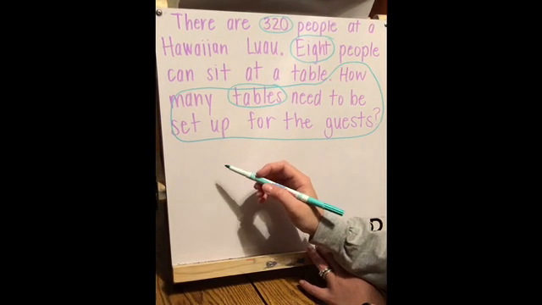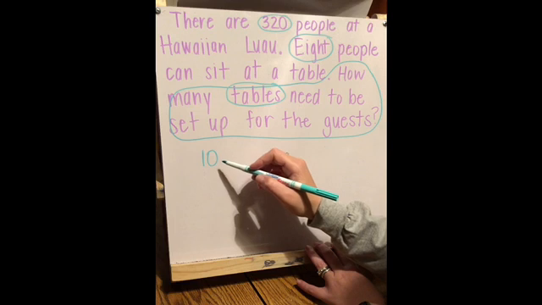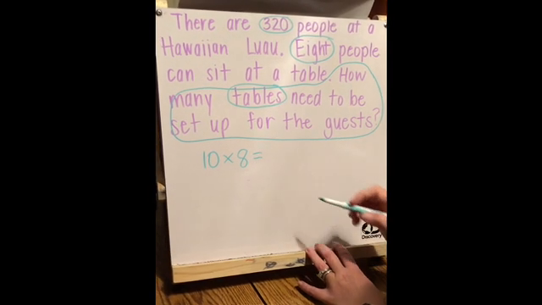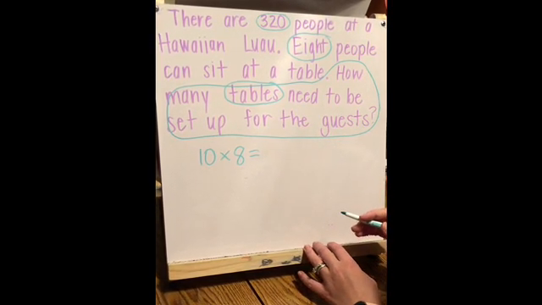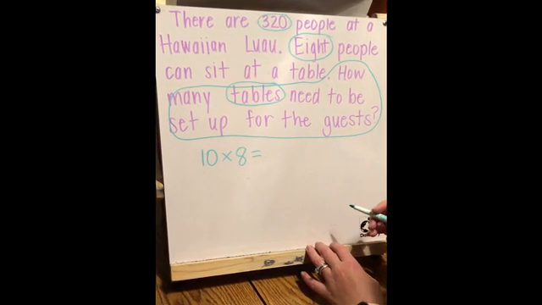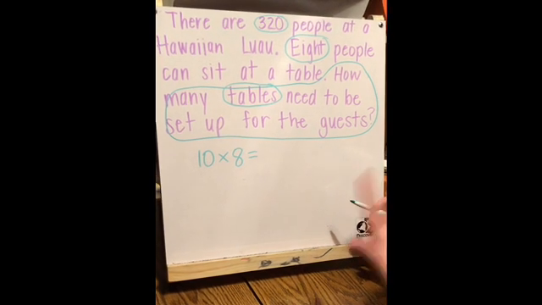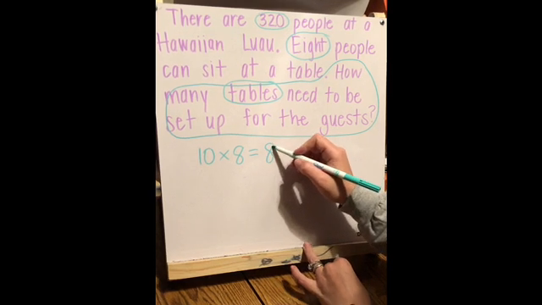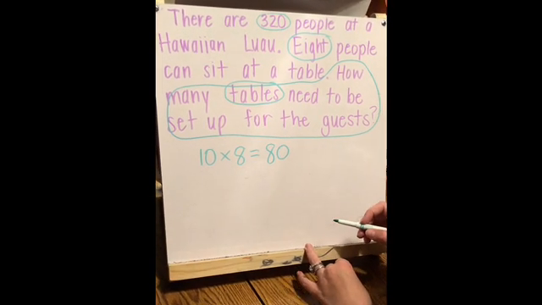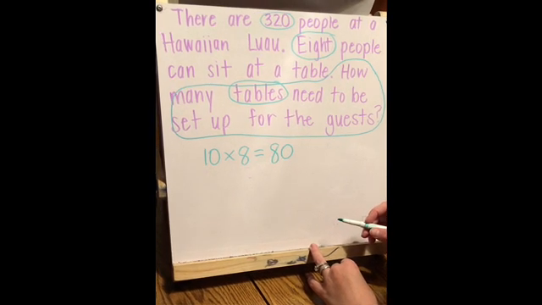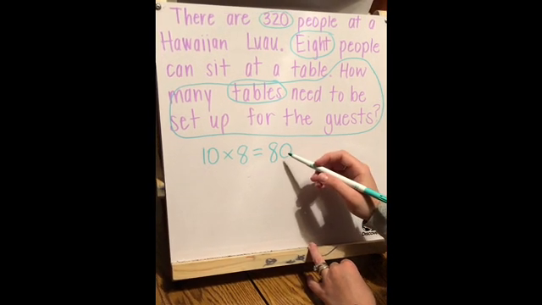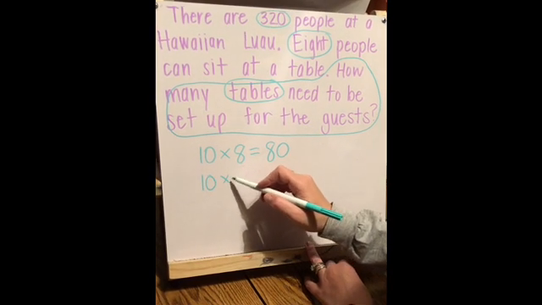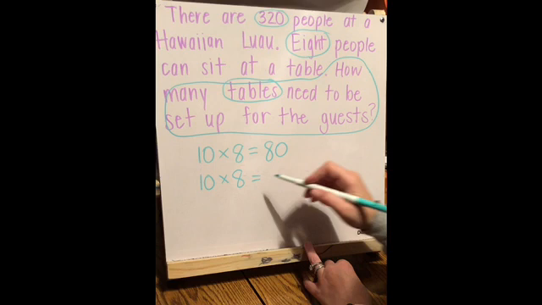So if I would have 10 tables, and we know that 8 people can sit at each table, 10 times 8, we know when we're multiplying with 10, we can just skip count by tens. 10, 20, 30, 40, 50, 60, 70, 80. So we know that that would be 80. And I want you to think to yourself, is that enough? Not yet.